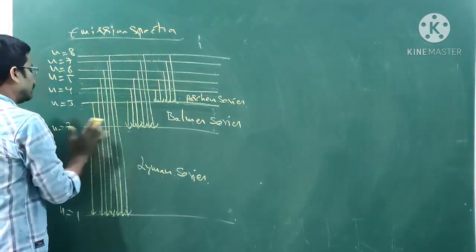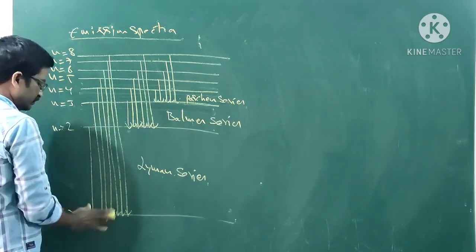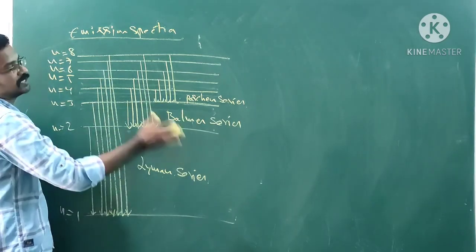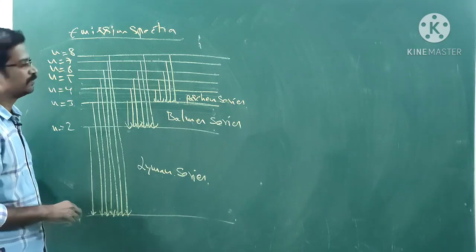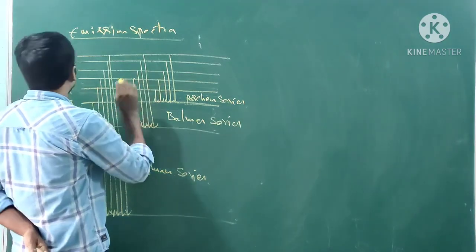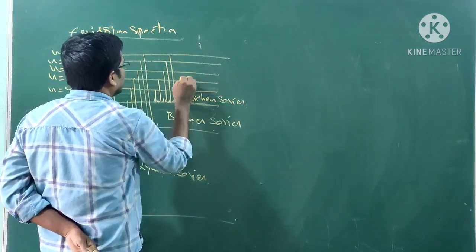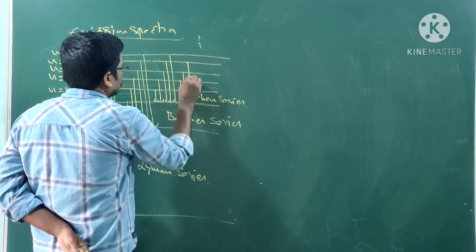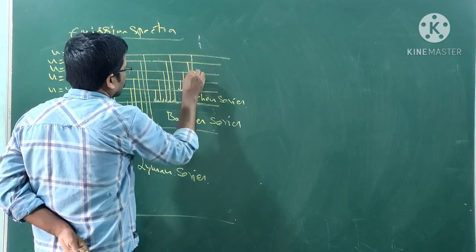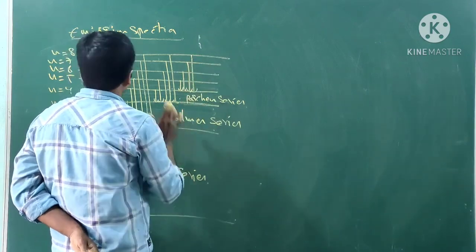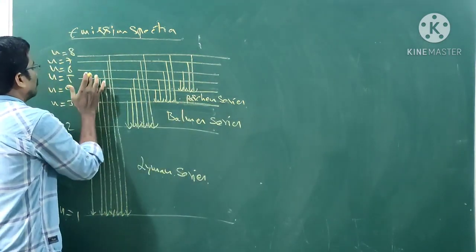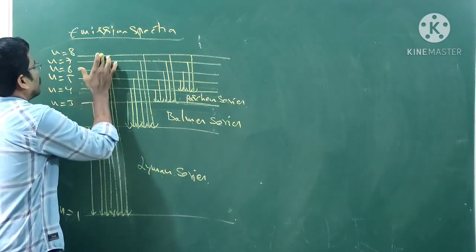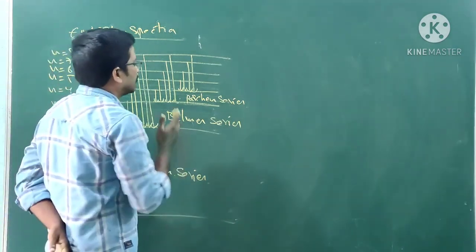Any level to second level, Balmer series. Any level to first level, Lyman series. Like that you can remember easily. Next, any electron coming from any level to the fourth level, which can give the spectrum: 5 to 4, 6 to 4, 7 to 4, 8 to 4. It can give this spectrum.